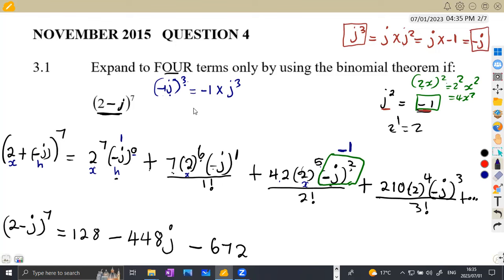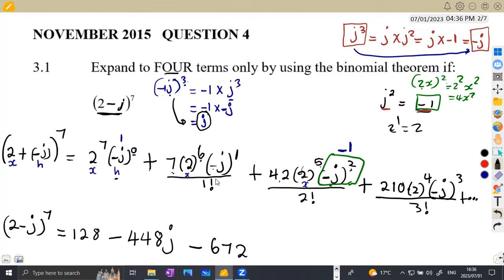So here we have minus 1 times j to the exponent of 3, which we simplified to minus j in simplest form. So minus 1 times a minus j is going to give us a positive j. Minus times minus gives us a positive. So at the end, minus j to the exponent of 3 is giving us a positive j in simplest form.